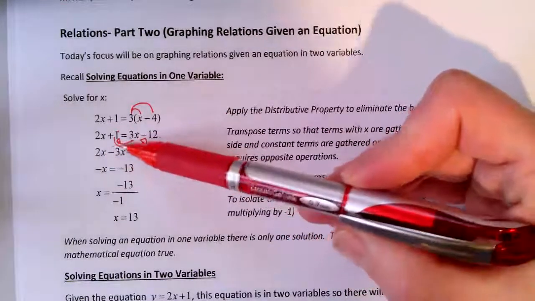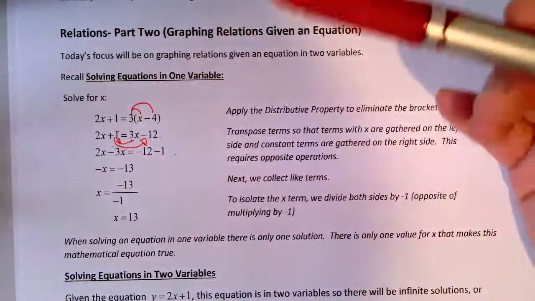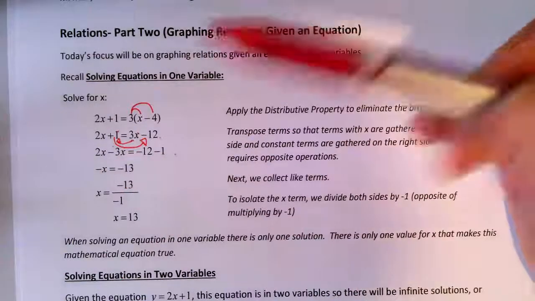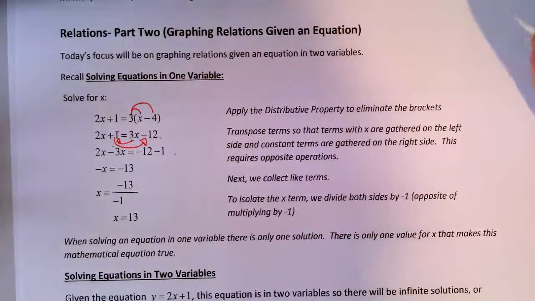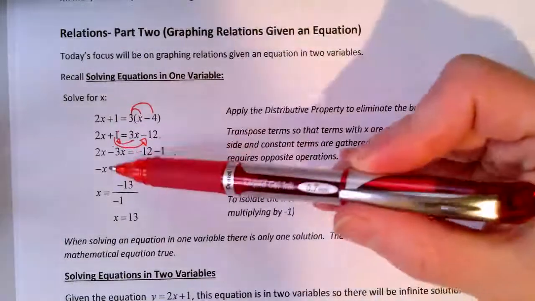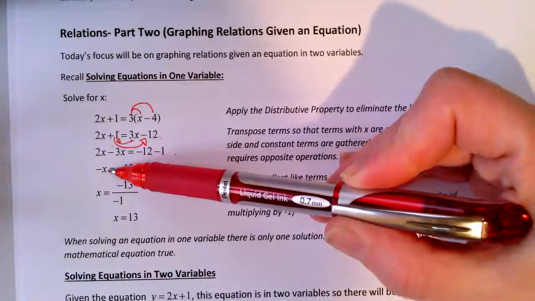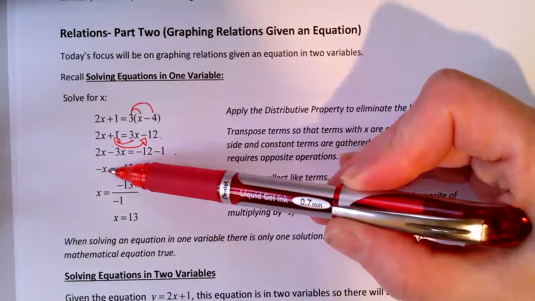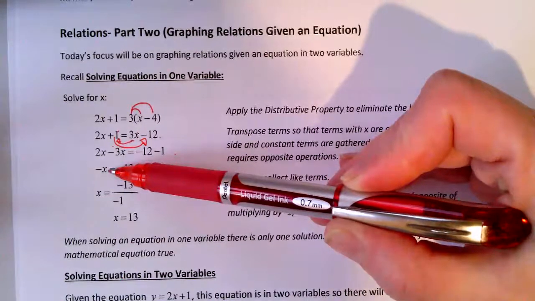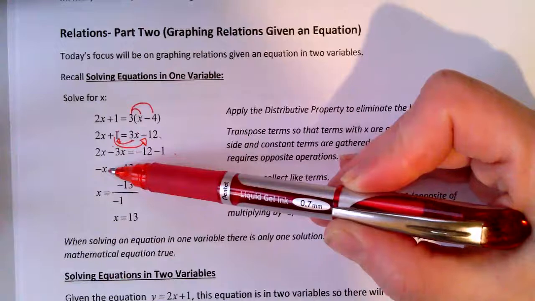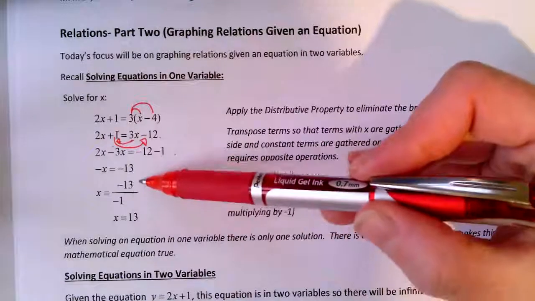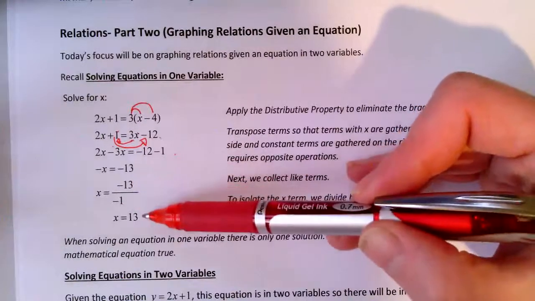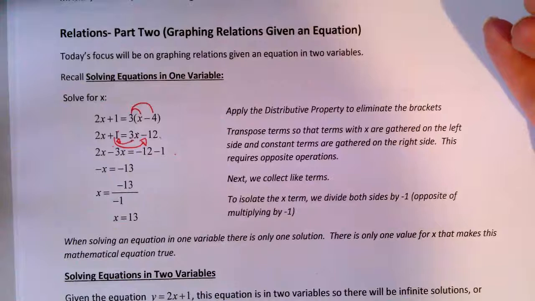So 2 take away 3 gives us a negative 1 as the numeric coefficient in front of the x. And the right-hand side simplifies to give us negative 13. Now we still need to isolate x. So right now at this step, this is saying negative 1 multiplied by x. So the opposite of multiplying by negative 1 is to divide by negative 1. So we divide both sides by negative 1. And the right-hand side becomes negative 13 over negative 1 to give us positive 13.